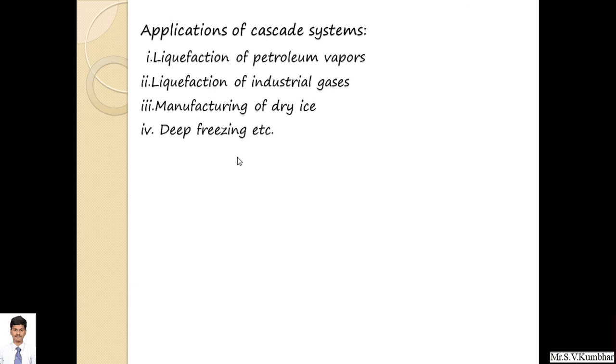Applications of cascade system. First application is liquefaction of petroleum vapors. Second, liquefaction of industrial gases. Third, manufacturing of dry ice, that is solid carbon dioxide. Fourth, deep freezing.